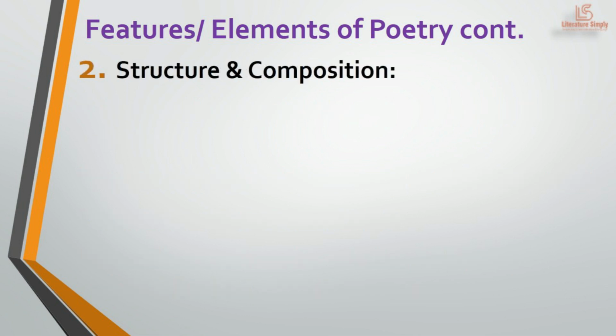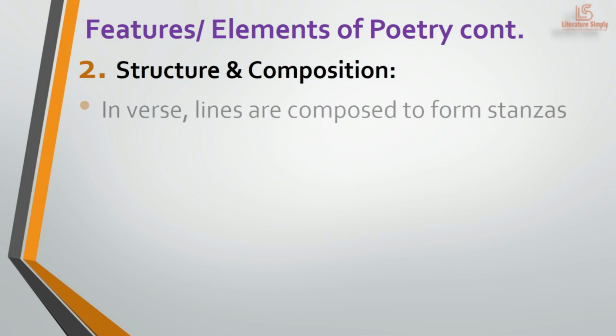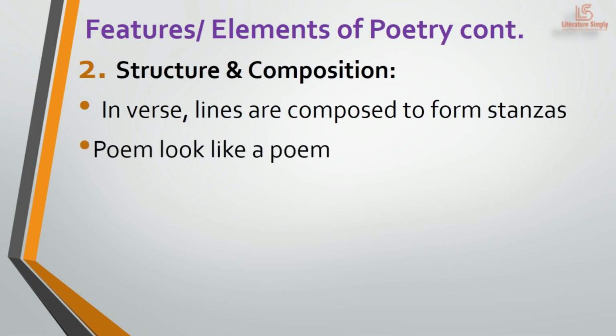The second feature is structure and composition. Undoubtedly, the structure, form and composition of poetry is different compared to other genres of literature. It has verse form, opposite to prose. In verse, lines are composed to form stanzas, whereas in prose, sentences are written to form paragraphs or passages. It is easy to recognize a poem. When we look at the text, immediately we understand whether it is a poem or not through its shape of lines and stanzas, without reading a single line. A poem looks like a poem.